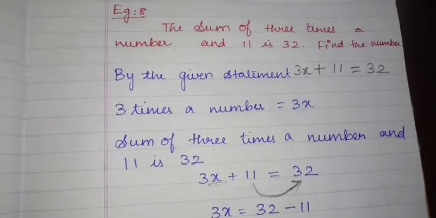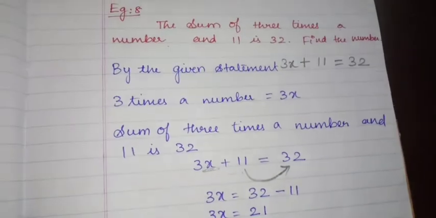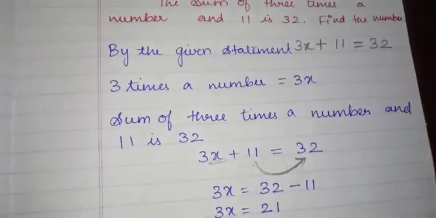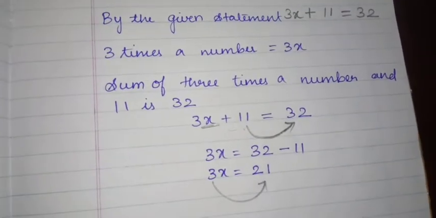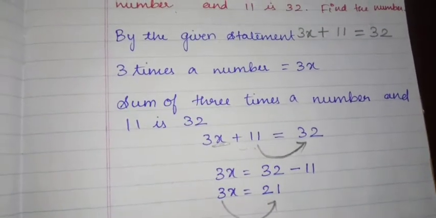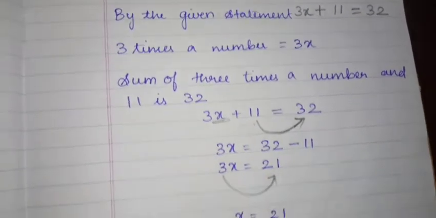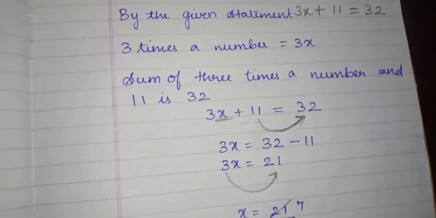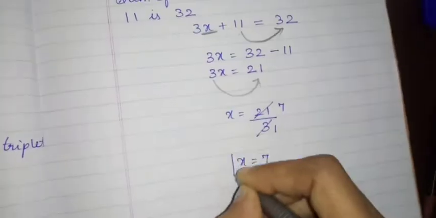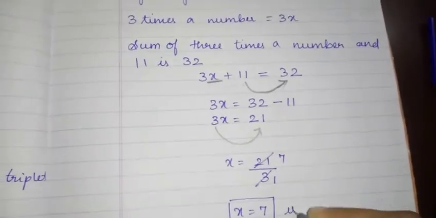3x is equal to 32 minus 11, which is what? 21. 32 minus 11 is what, children? 21. Now I am going to bring this 3 to the other side. Actually 3 is a multiplication, right? x is equal to 21 divided by 3. Multiplication, if it goes that side, becomes division. 3 ones are 3, 3 sevens are 21. So x is equal to 7. What is the x value, children? x is equal to 7, which is the number.